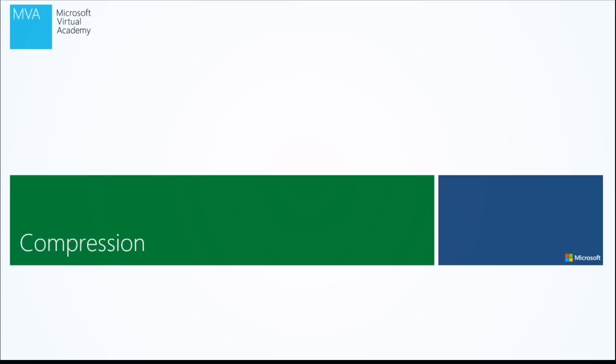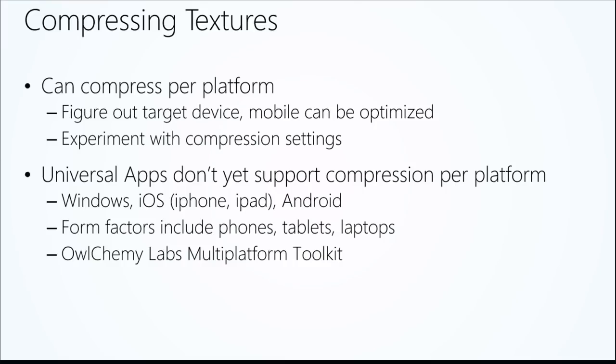Let's move on to some other tips that we've got here. Compression. Compression is typically very easy inside of Unity. You can compress inside of Unity per platform. You can figure out which devices you want to target. So if you're going to Windows Phone versus Windows Store versus iOS versus Android, etc., you can change your compression there. Now, universal apps don't support compression per platform, and I'll show you this in a second. This affects not just Windows; there are other platforms that have the concept of universal apps.